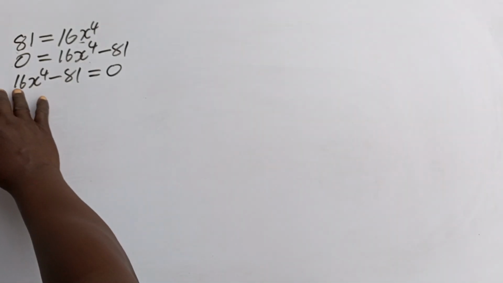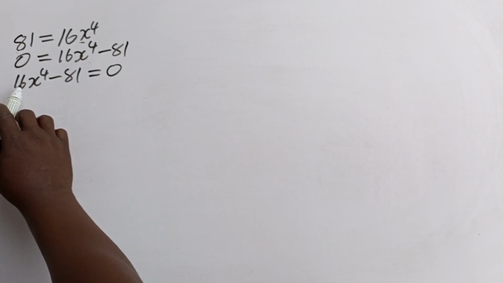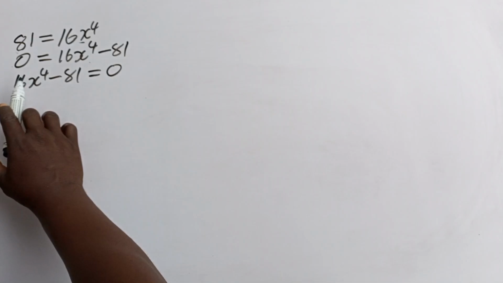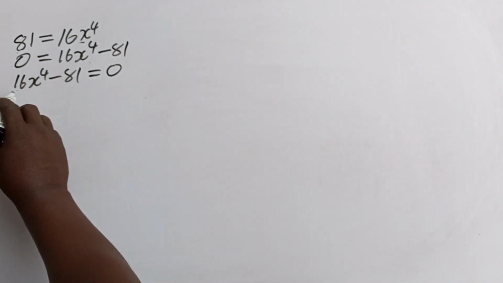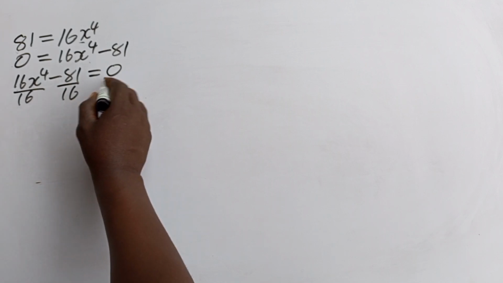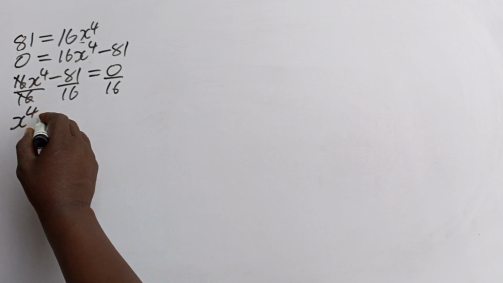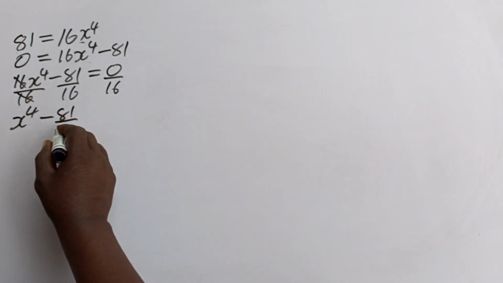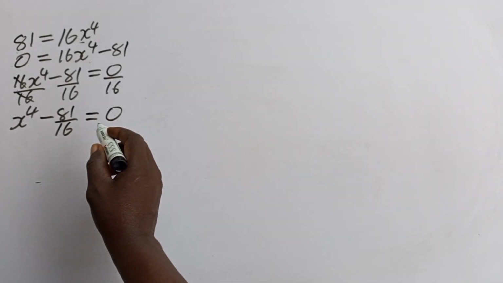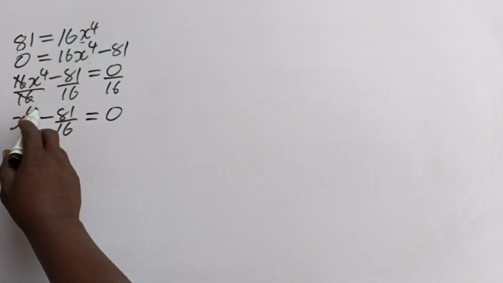Now, at this point, we can see that it will be nice to make x to the power 4 to be with coefficient 1. So we divide all through by 16. We divide here by 16, divide here by 16, divide here by 16. You see 16 cancels. And so we obtain x to the power 4 minus 81 all over 16 is equal to 0. Remember, 0 divided by anything is 0.